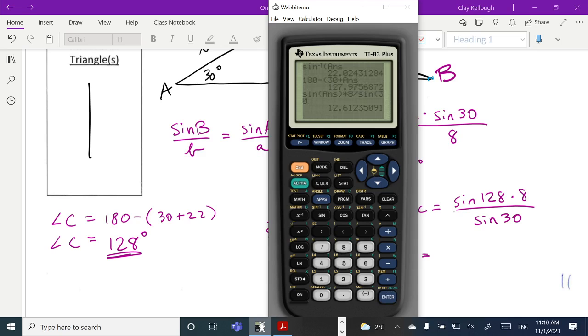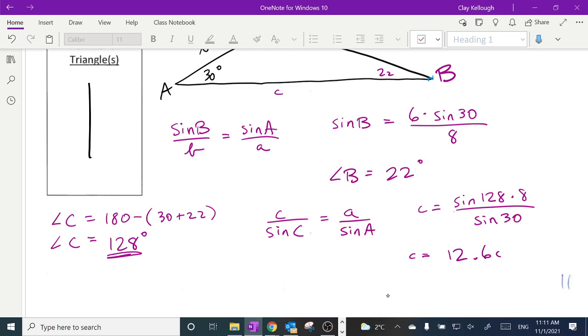And this is the answer you should get, 12.6. Now I don't know how much you'd be off if you'd just typed in 128, but it might be enough that if you were asked for the answer to the nearest tenth, you lose half a mark because you won't have 0.6. So there it is. It's 12.6 centimeters. And there we go.